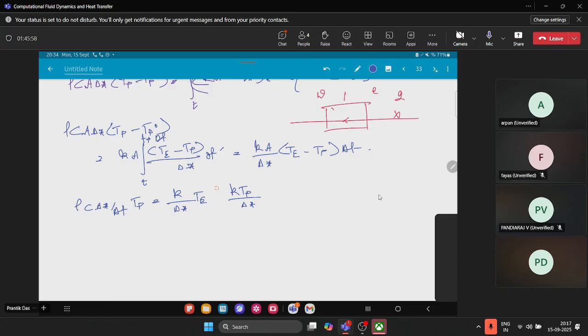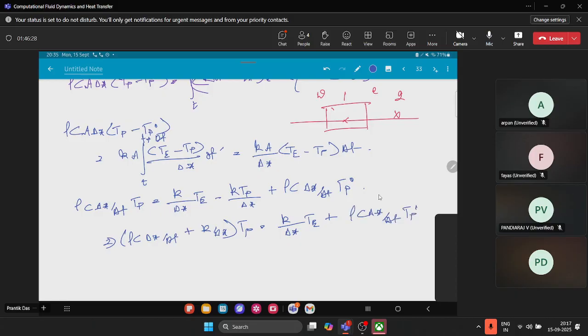Okay. So there will be a minus sign. So this plus rho c delta x by delta t, and this is dp naught. So this is equal to rho c delta x by delta t plus k by delta x dp equals k by delta x t plus rho c delta x by delta t multiplied by t. Is it clear to all of you?